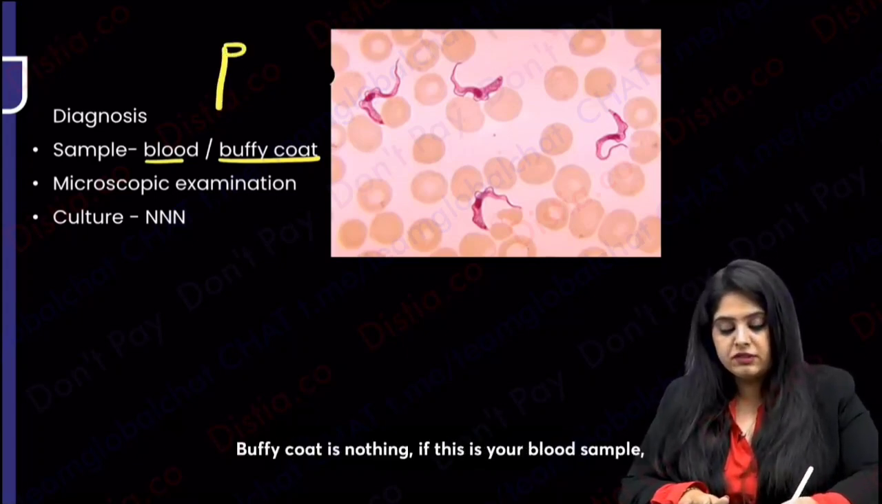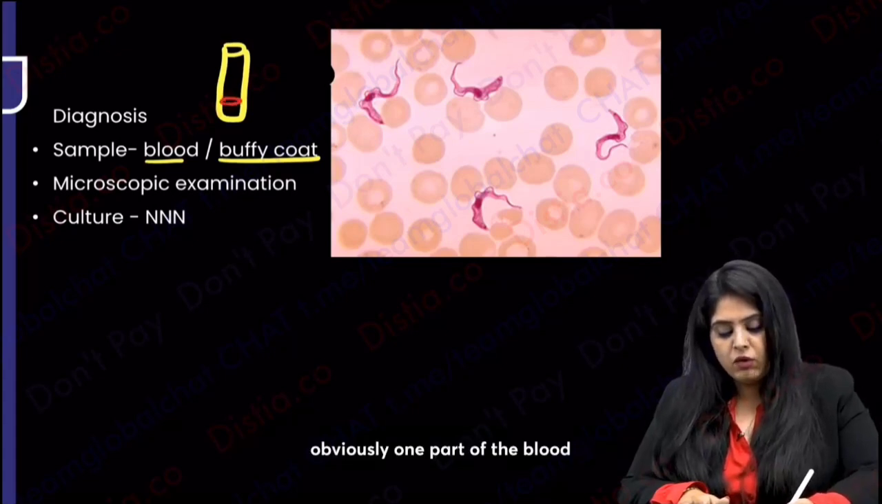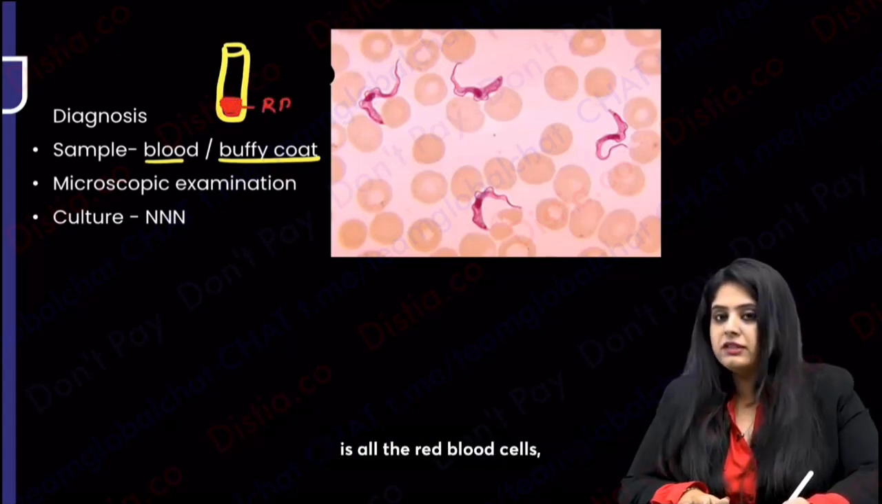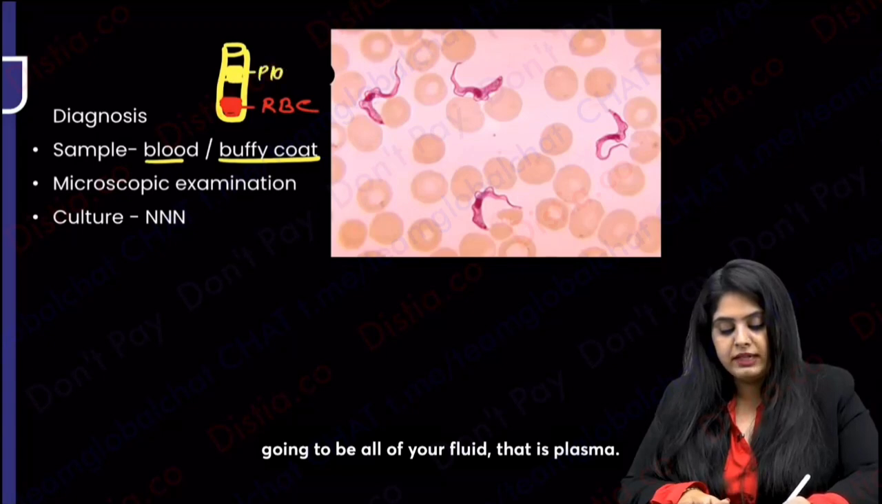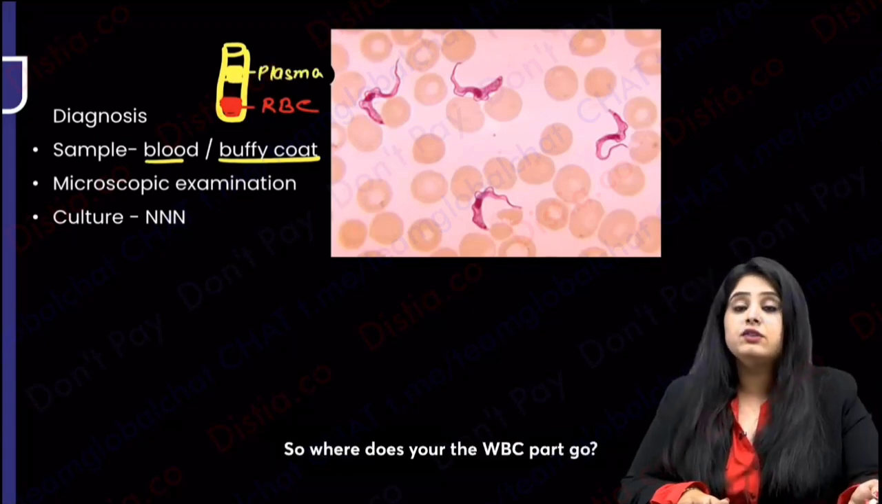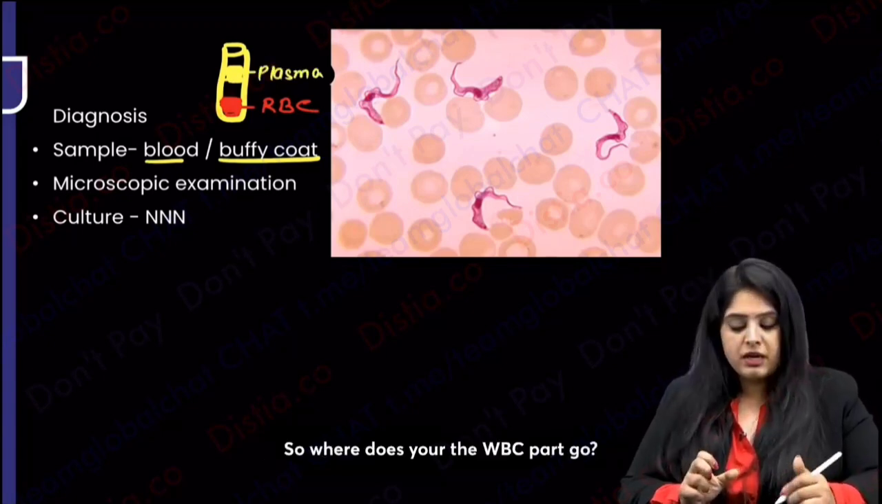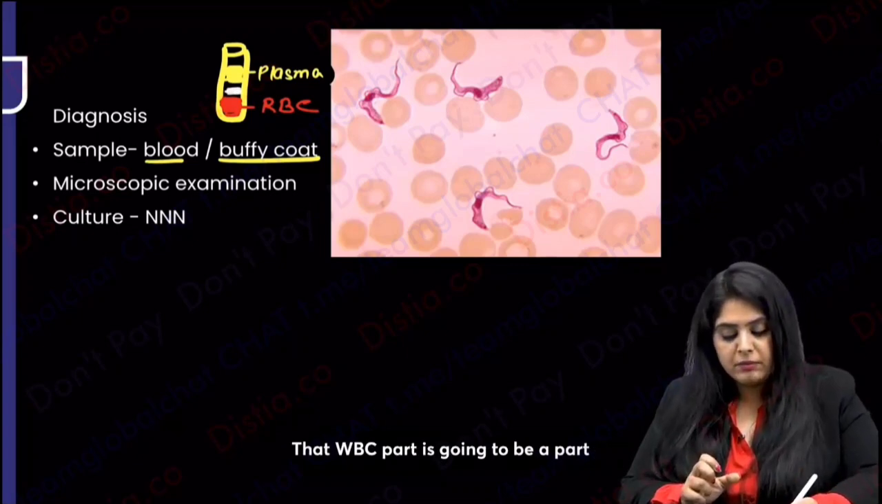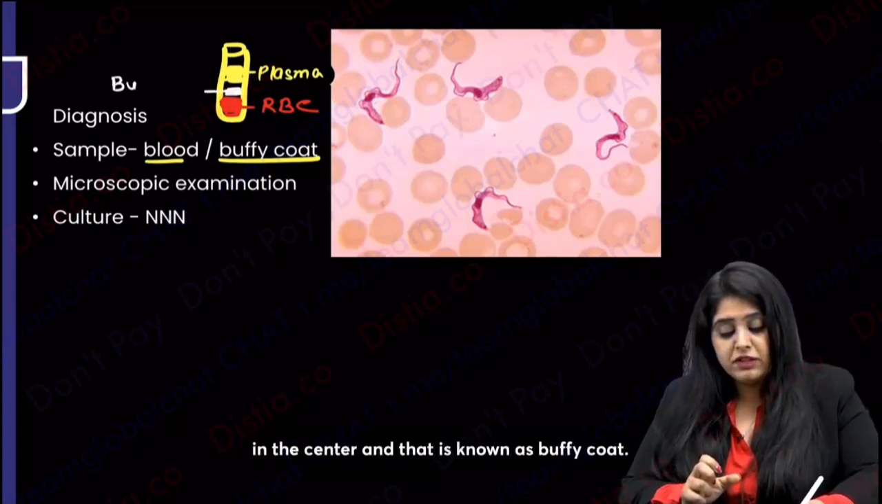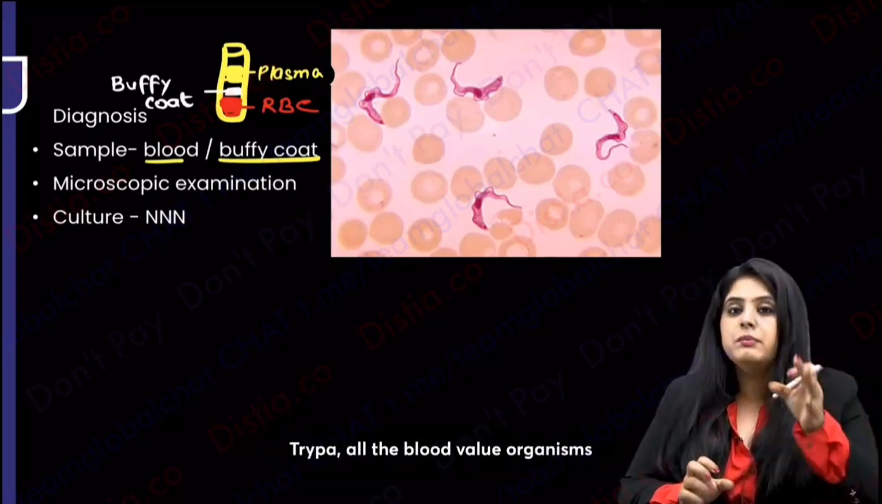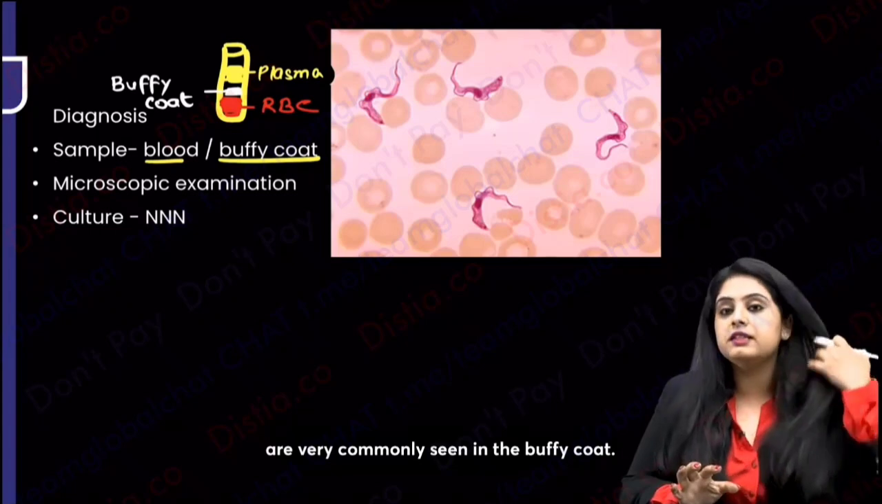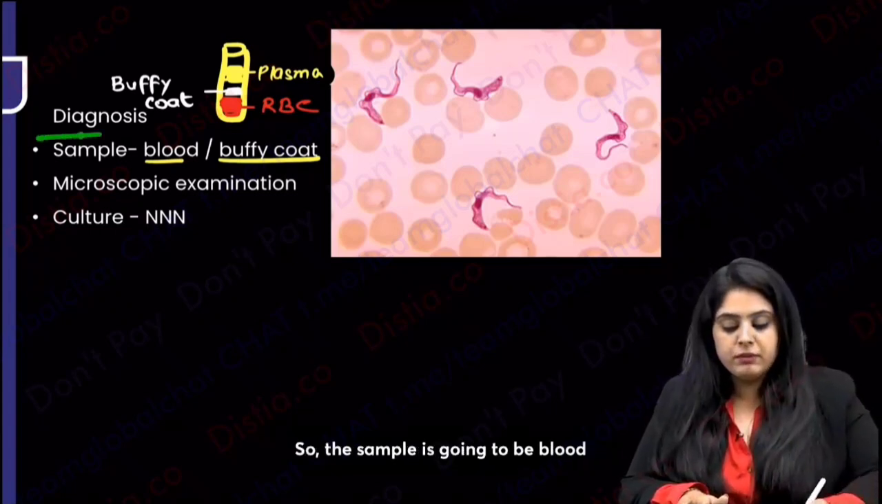Buffy coat is nothing. If this is your blood sample, obviously one part of the blood is all the red blood cells. The other part of the blood is going to be all of your fluid, that is plasma. So where does the WBC part go? That WBC part is going to be a part in the center, and that is known as Buffy coat. Most of your organisms are seen in the Buffy coat. Malaria ho gaya, filaria ho gaya, trypan, all the blood wale organisms are very commonly seen in the Buffy coat. So the sample is going to be blood or Buffy coat.